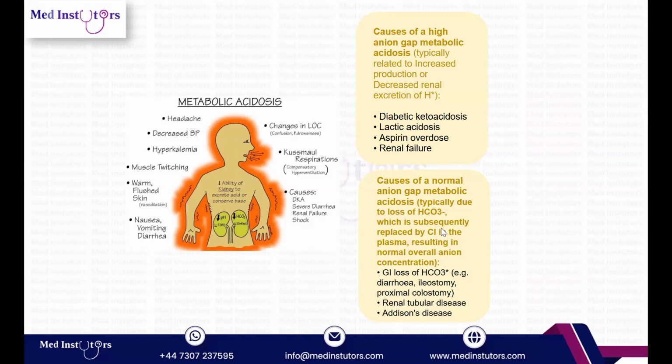Since chloride is a negatively charged ion, so it is an anion, that's why the anion gap wouldn't be disturbed. That's why we label this as normal anion gap metabolic acidosis. And the main reason is GI loss of bicarb, as in diarrhea, renal tubular disease, specifically type 2 renal tubular disease, and Addison disease.